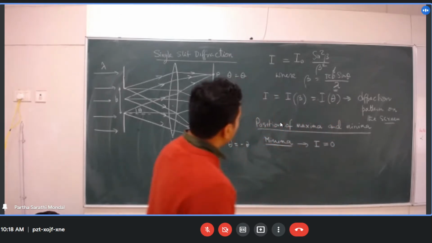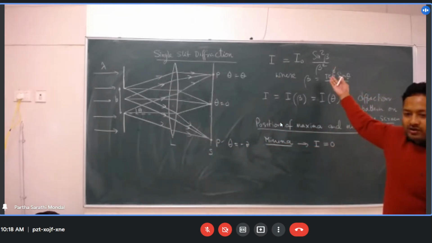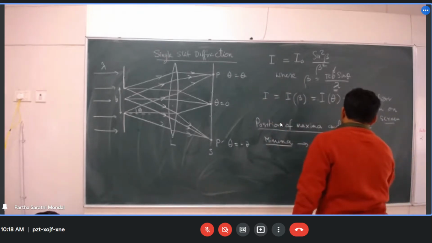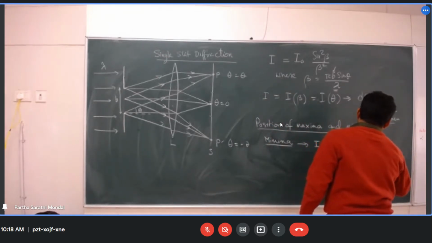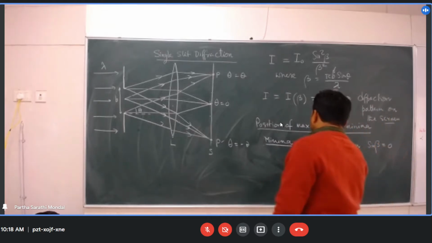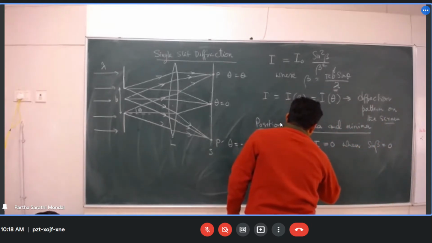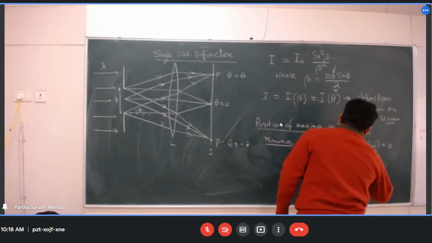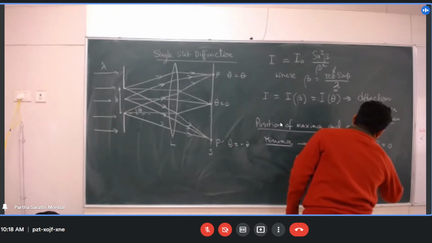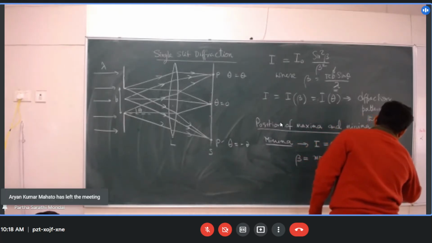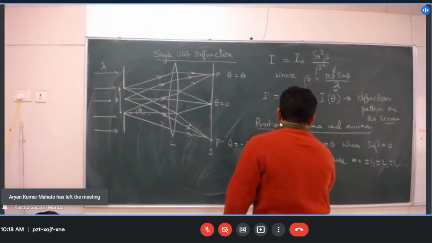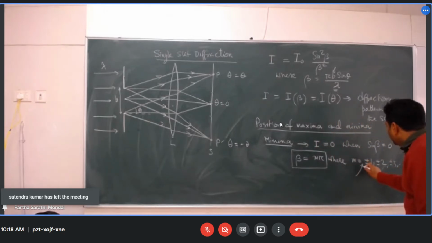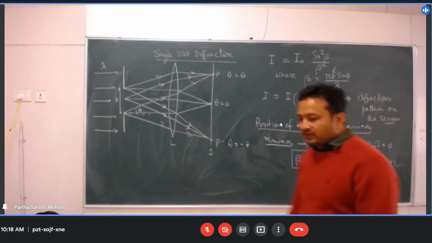When will I equal zero? When beta equals zero, then it will give you the general solution. That means when sine beta equals zero. So that means beta equals m pi, where m equals plus minus 1, plus minus 2, plus minus 3, like this way. Okay, so this is the condition for minima, but you can see that I didn't include the value m equal to 0.